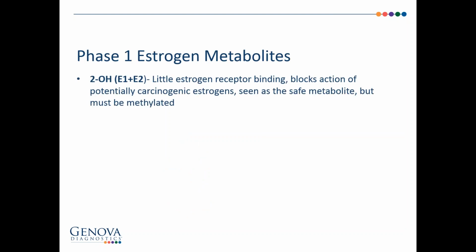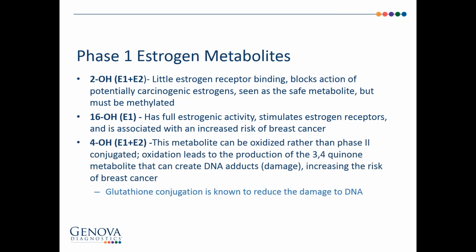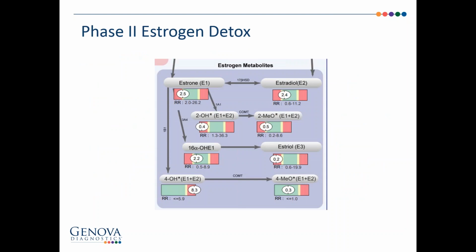So again, the phase 1 metabolites: 2-hydroxy is safe, but it still must be excreted. The 16 can stimulate some of the receptors. There's some increase of breast cancer. So again, the key takeaway is good, bad, and the ugly. We'll prefer the good. 16 still has some bad. 4-hydroxy, yuck. And here's why. It can create DNA adducts, increasing the risk of breast cancer. Good, the bad, and the ugly. Just a good way to remember it. Thank you, Dr. Trindade. So let's talk about phase 2.